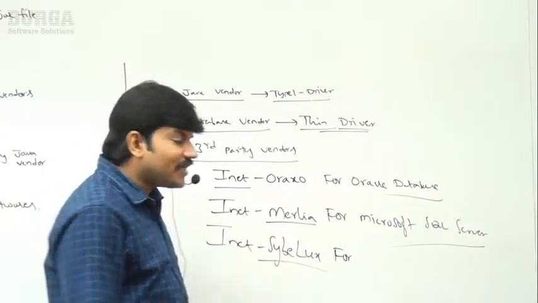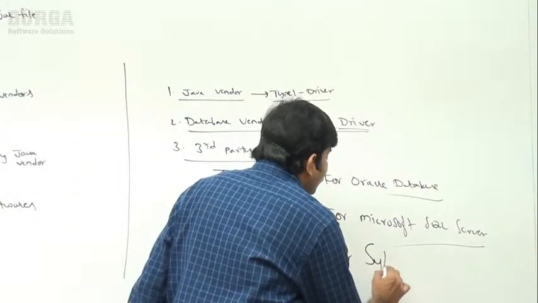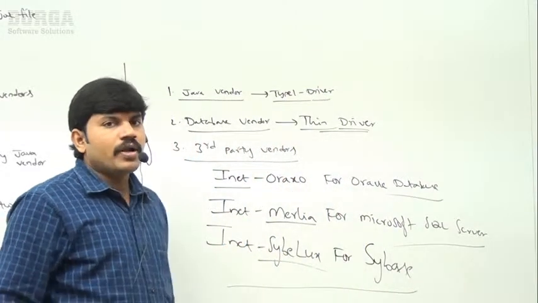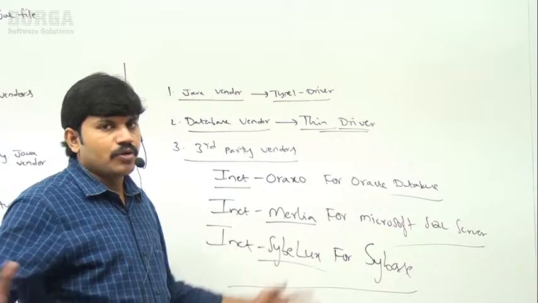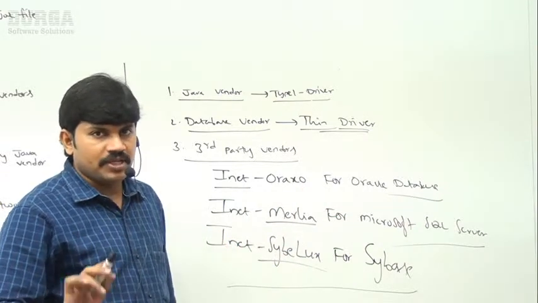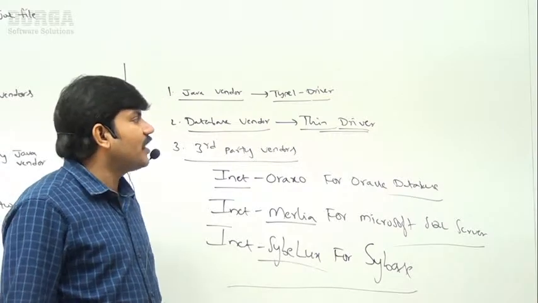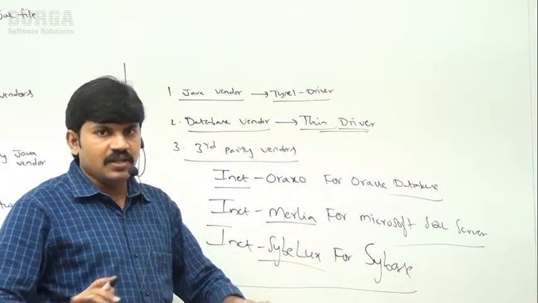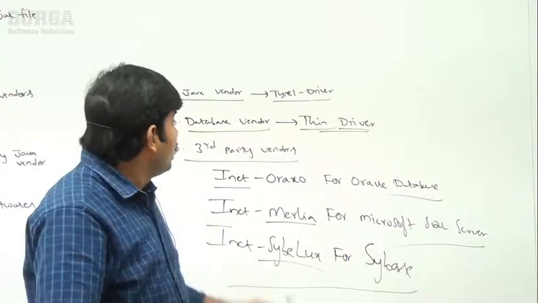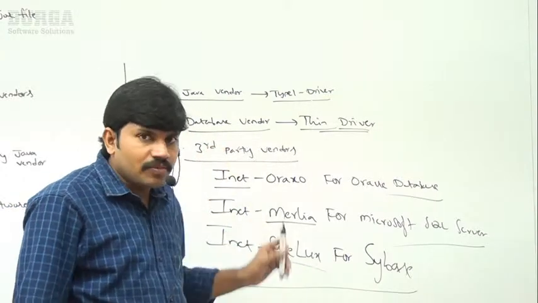Cyblux for which database? Sybase. Remember that. So what is a driver software? A collection of classes, implementation classes of the JDBC API. Next, a driver software is available in the form of a jar file. Driver software is provided by multiple vendors: Java vendor, database vendor, and third party vendor.